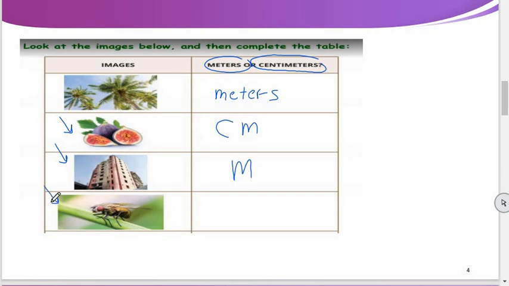Okay, and the last one, insect. This an insect. We use what to find the length of it? Super, centimeter, cm. Do you understand it well? Okay, we will complete.